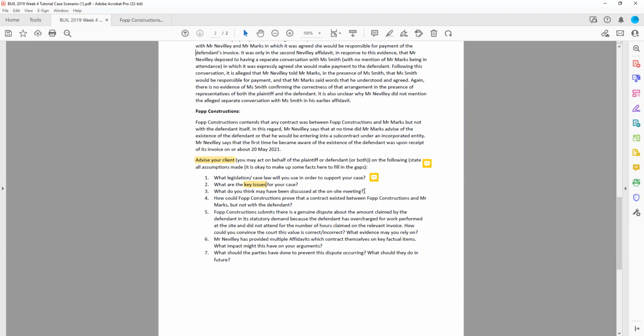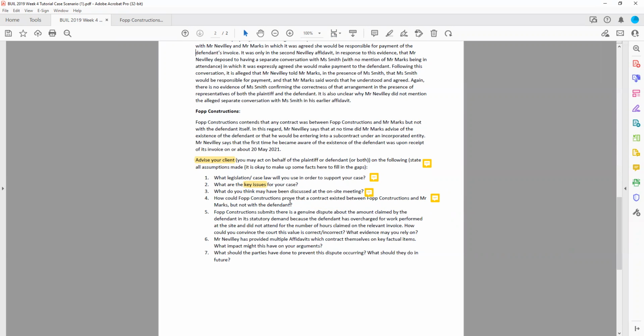What do you think may have been discussed at the on-site meeting? So here, assumptions will be made here. State them. How could FOP Constructions prove that a contract existed between FOP Constructions and Mr. Marks, but not with the defendant? So here we are looking for evidence. Do we have phone calls, notes from meetings, paperwork? What do we have to prove? So if we're trying to prove something in court, we need evidence. What evidence have we got here? That's what we're going to look for when we've gone through the facts.